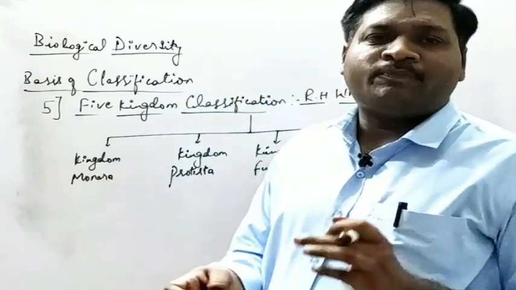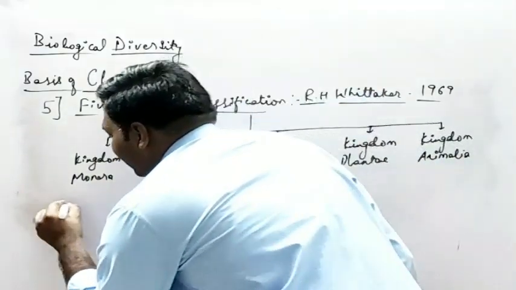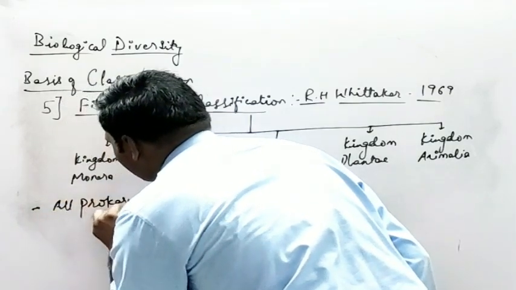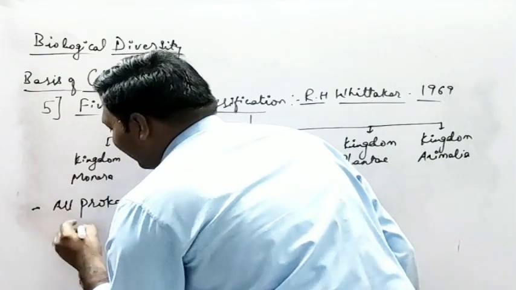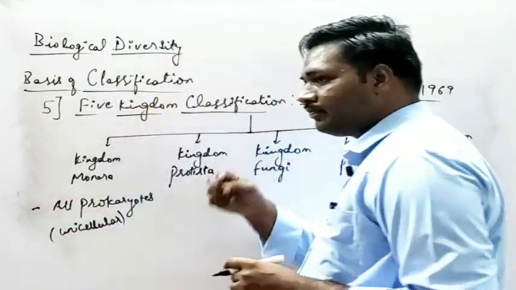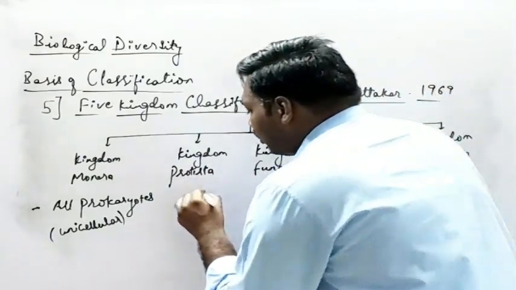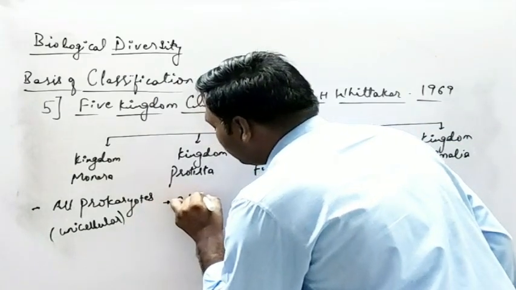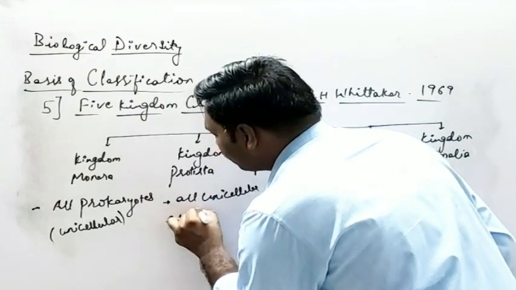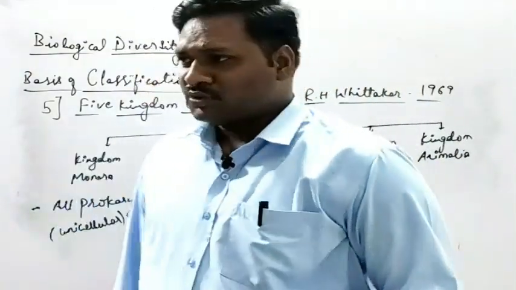Under kingdom Monera, he put all the bacteria. Okay, that is all the prokaryotes. You can write here all prokaryotes, or simply that which are unicellular, you can write unicellular prokaryotes. Okay, so it will be clear to understand. Then in kingdom Protista, he included all unicellular eukaryotes. Okay, so some eukaryotes are there which are unicellular, like protozoans.